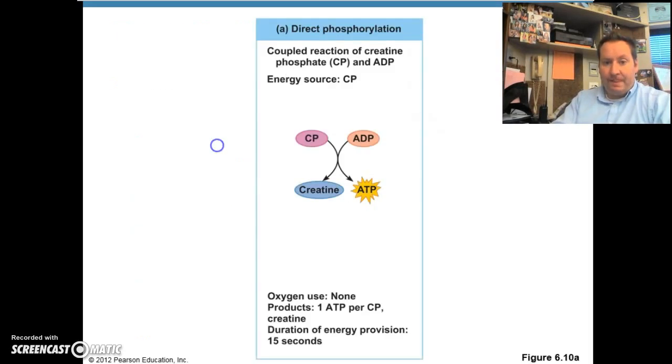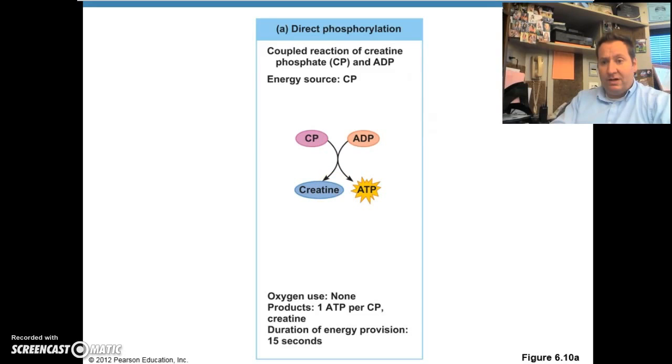This is what it looks like. You can see here creatine phosphate is donating its phosphate to ADP to create ATP, and in the process, we're able to take this ATP and break down the bonds of it in order to power the skeletal muscle. A byproduct of creatine phosphate is going to be creatinine.